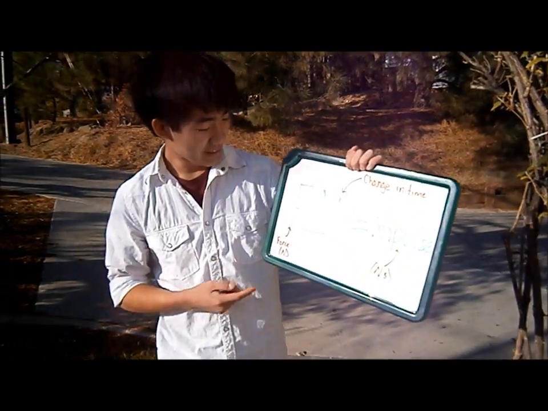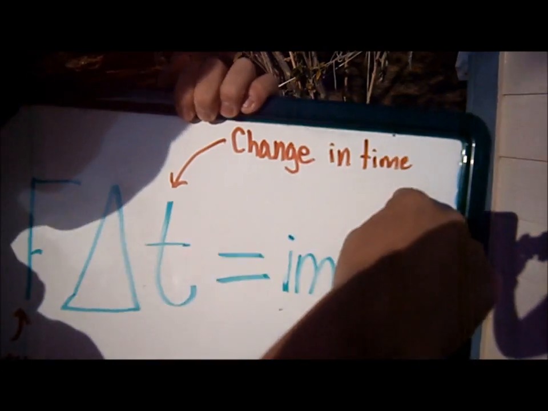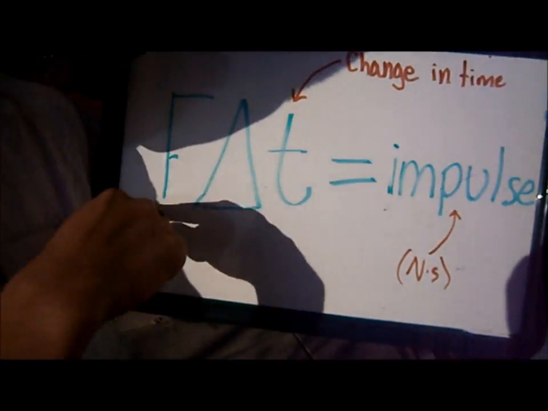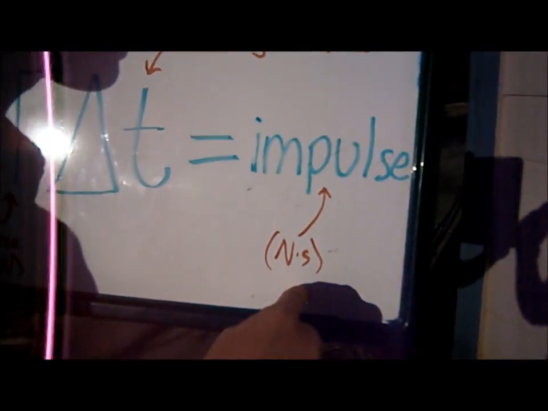This is the equation for impulse. As you can see over here, it's force times delta T, measured in time, in seconds preferably, and force is measured in newtons. Altogether this gives the impulse in newtons times seconds.